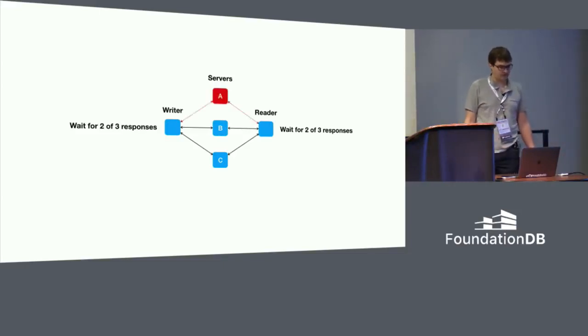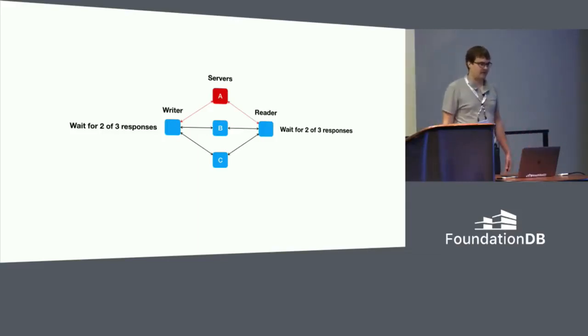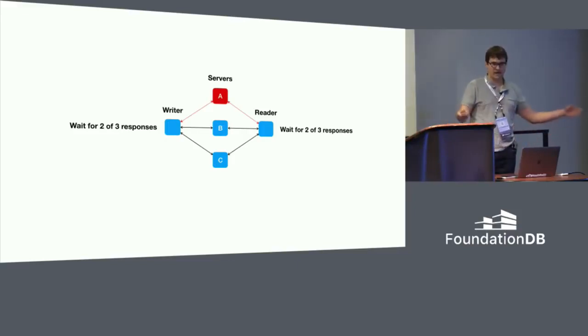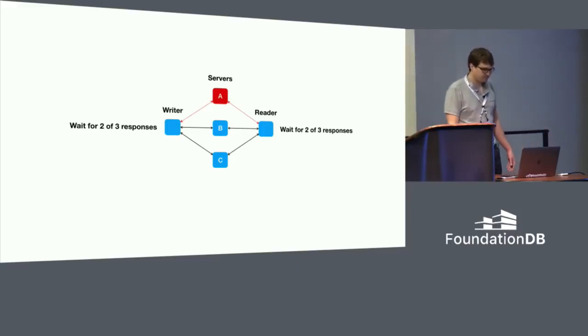And then if one of the servers fails, the system will just keep going on naturally because we only needed 2 out of 3 responses from both places. Basically, this system has implicit failure handling. It just will naturally and gracefully handle failures.